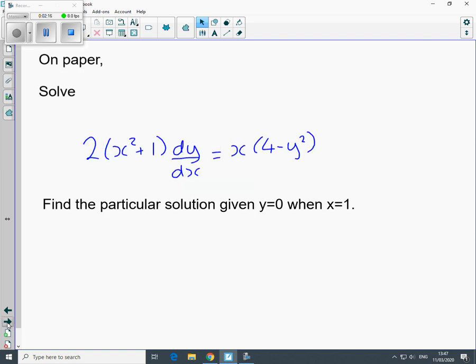Here we now have a question for you to try, so have a go at it by separating up the variables. You will want to pause the video now and then check your answer afterwards.